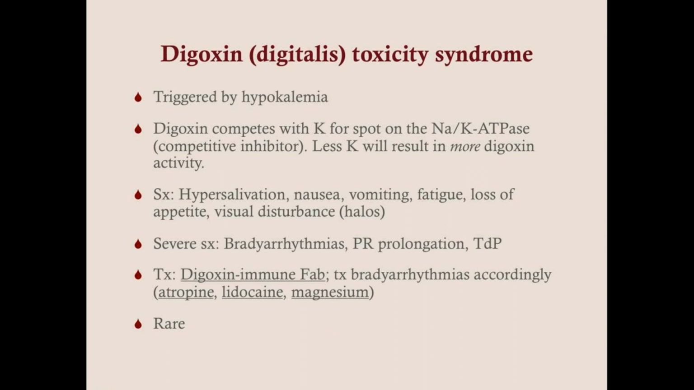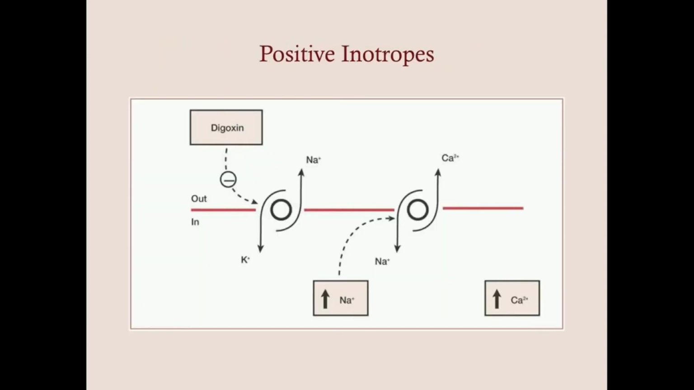So digoxin or digitalis toxicity syndrome is triggered by hypokalemia. So let's talk about why that is first. What happens is that digoxin competes for a binding spot with potassium. So remember that with our sodium-potassium ATPase, a sodium comes in intracellularly and binds with our sodium-potassium ATPase. A potassium comes in from outside the cell, binds to the sodium-potassium ATPase, and then an ATP comes in, dephosphorylates, and then our sodiums get pumped out, 3 sodiums get pumped out, 2 potassiums get pumped in.